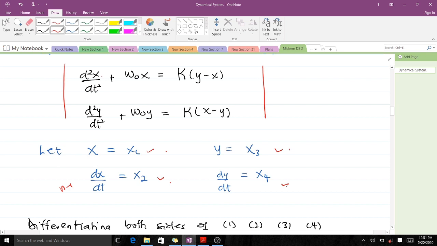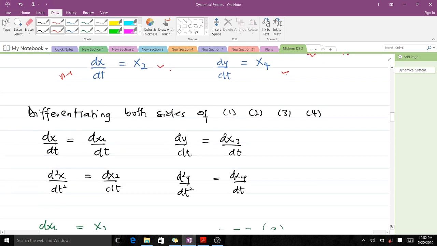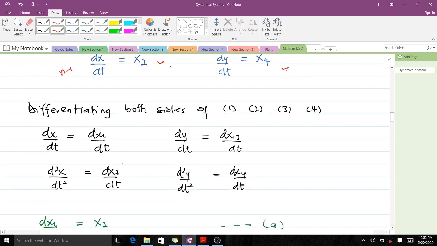So we differentiate both sides. For instance, when it comes to equation 1, we get d/dt of x, which will be equal to d/dt of x1. That is what we are going to do to all these 4 equations. Doing that, we end up with these new 4 equations here. You can see this is the new equation 1, new equation 2, new equation 3, and new equation 4, and these equations were obtained by differentiating both sides of what we had above.